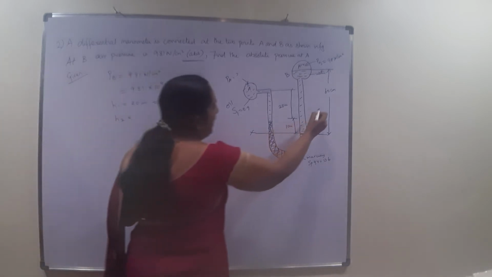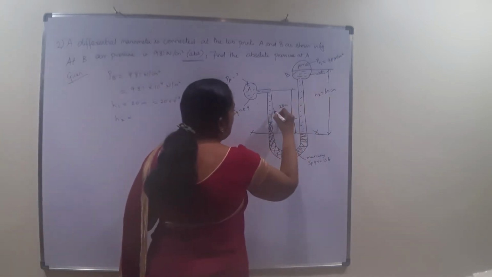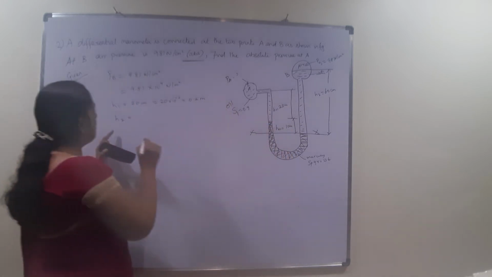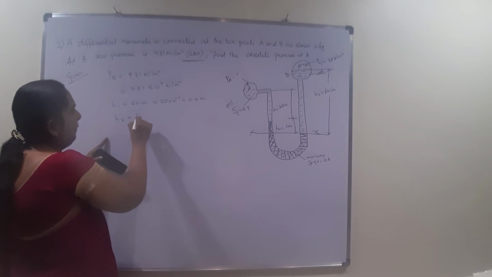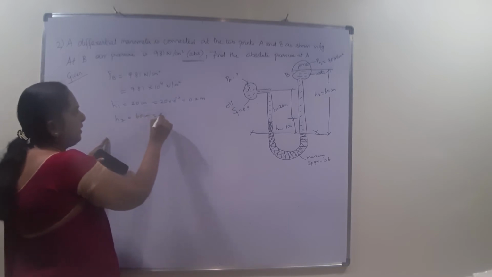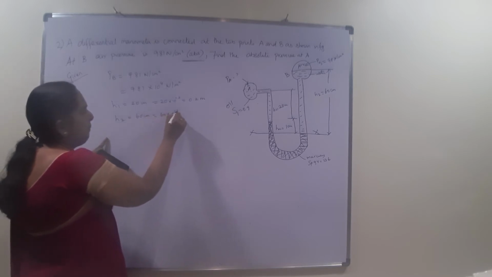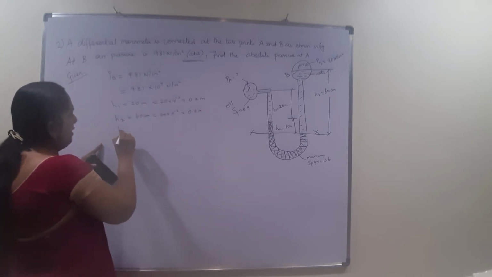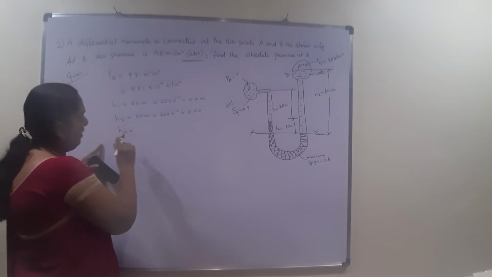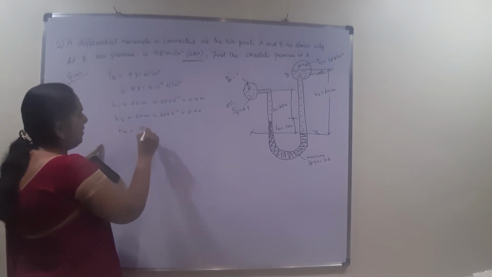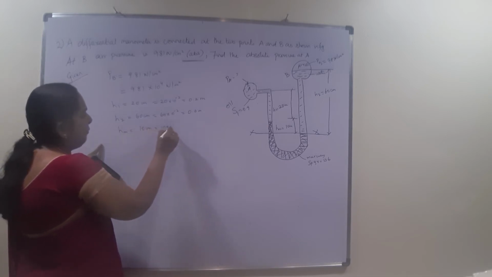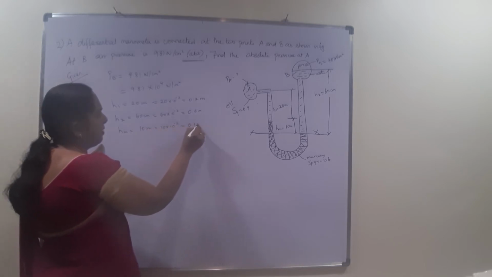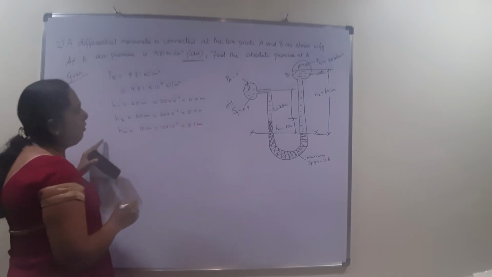Similarly, the height of the liquid in limb 2, that is your right limb, let this be H2. The height of the liquid in the right limb is 60 centimeters, that is 60 into 10 to the power of minus 2, once again 0.6 meters. Then the height of the mercury level, that is 10 centimeters, I convert as 10 into 10 to the power of minus 2, that is 0.1 meters. So we have converted all these heights.